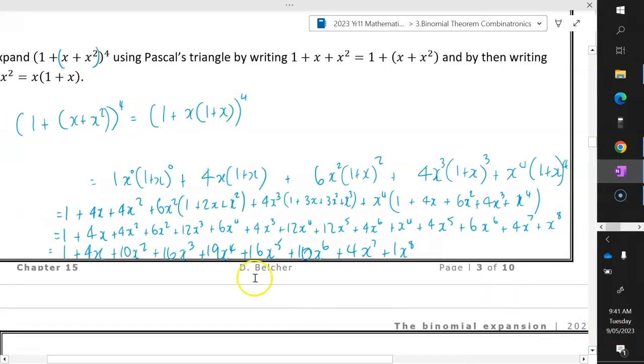So what you'll note is the coefficients are increasing. So 1, 4, 10, 16, 19, and they're decreasing again. So they're mirroring each other: 16, 10, 4, 1. They're not the coefficients of one of the rows of Pascal's triangle, because that's not what we were expanding. But it's really interesting to know that they increase and decrease like that.